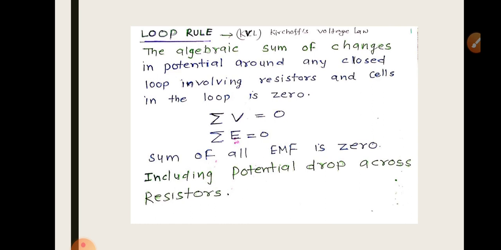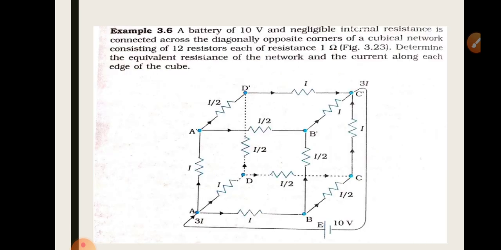Then we have also discussed the sign convention of a battery. If we get the negative terminal of the battery first, then it will be considered positive, and if we get the positive terminal of the battery first, then it will be negative. We also know how to choose the loop. Now Kirchhoff's law is a very important tool to determine voltage, current and resistance also. So let us see how to calculate resistance in this example.